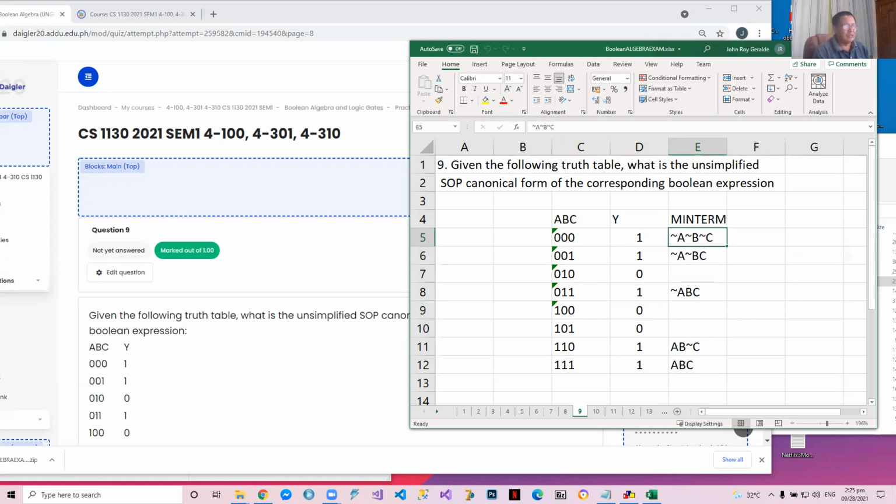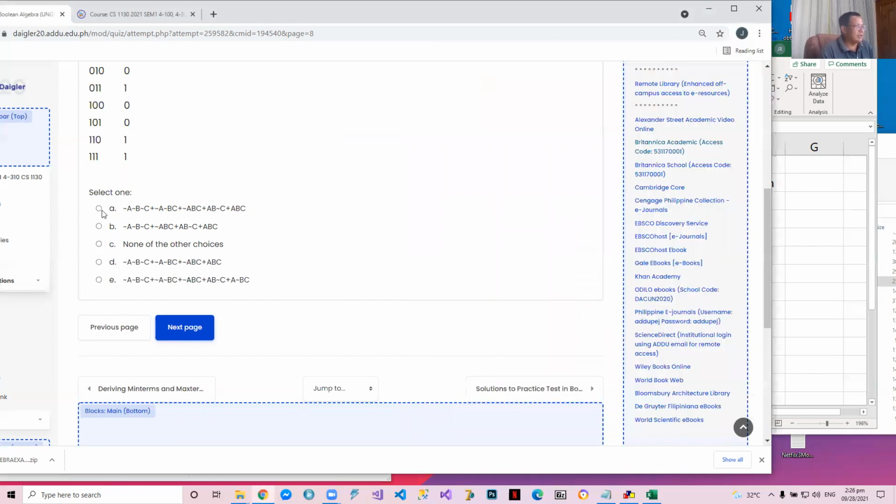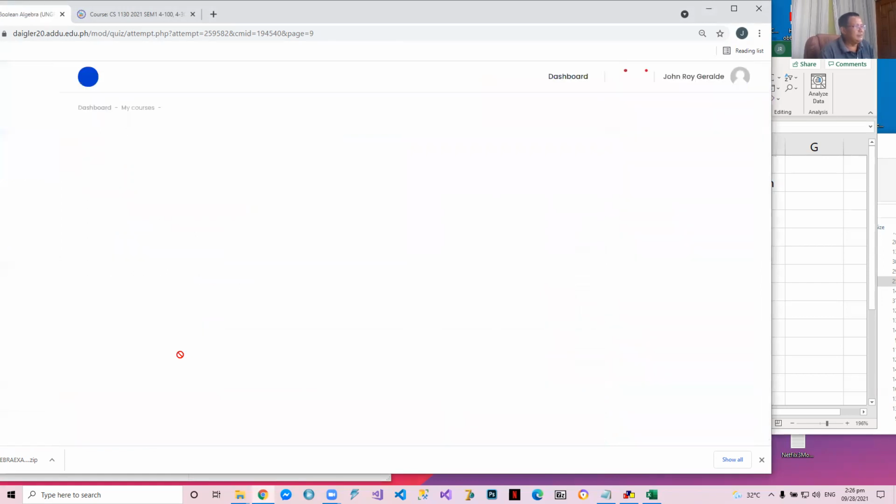000, it's not A, not B, not C. And 001 is not A, not B, C. There's another one here. 011, that's not A, B, C. And 110 is A, B, not C. And 111 is A, B, C. Okay? Do you follow? So we just compare it here. We have 1, 2, 3, 4, 5 minterms. Can we try this? Yes. It's A, not B, C. This is A, B, C. A, B, not C. So letter A is the correct answer for number 9.